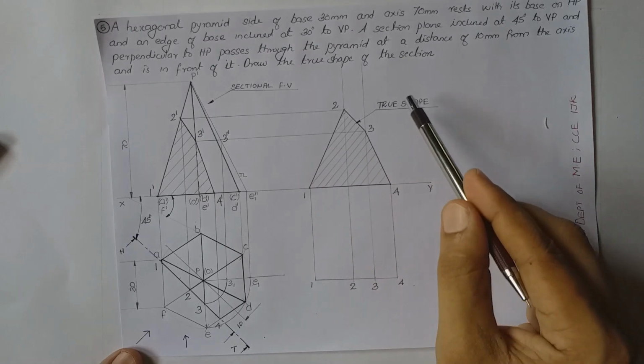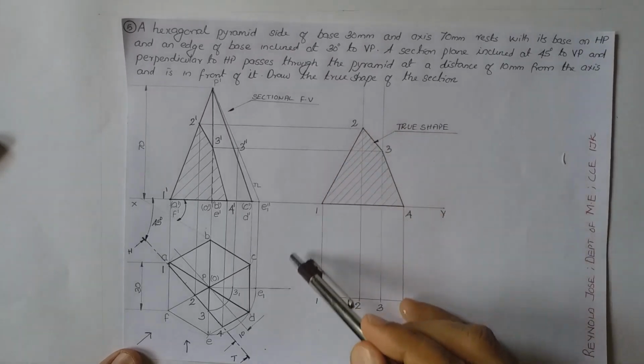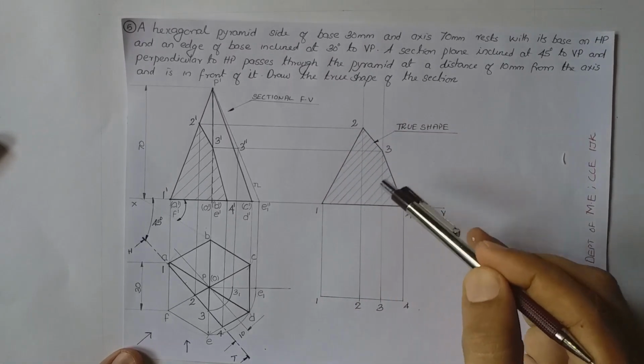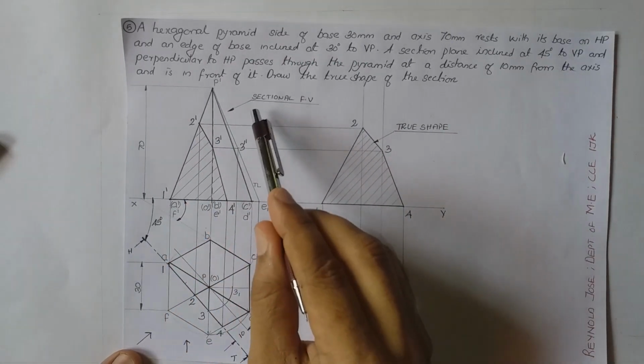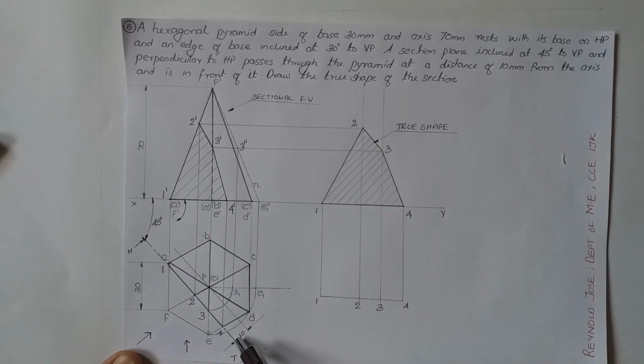After that, the procedure for obtaining the true shape of the section. So this is the true shape of the section, and this diagram as a whole is known as the sectional front view, and this is the top view.